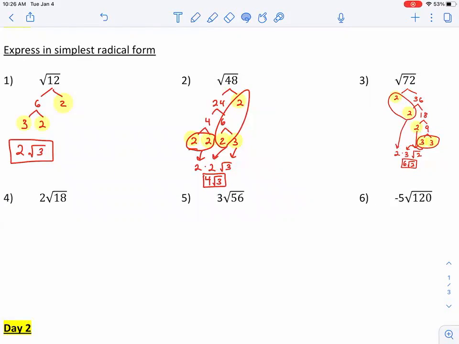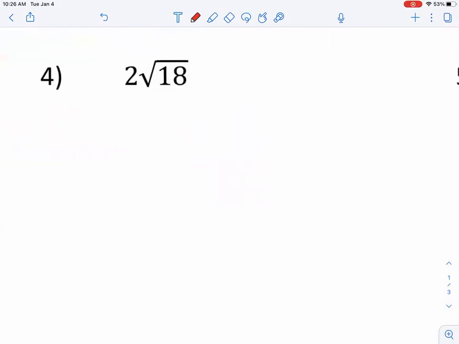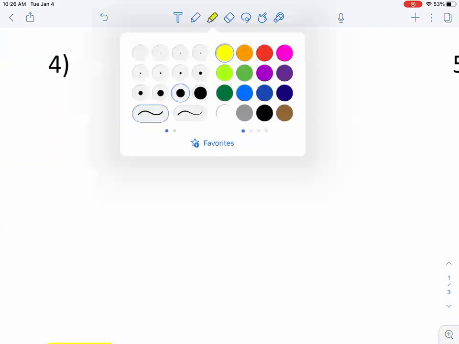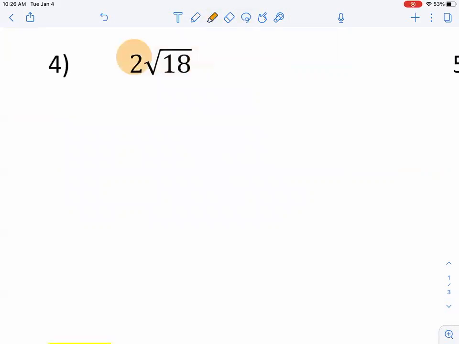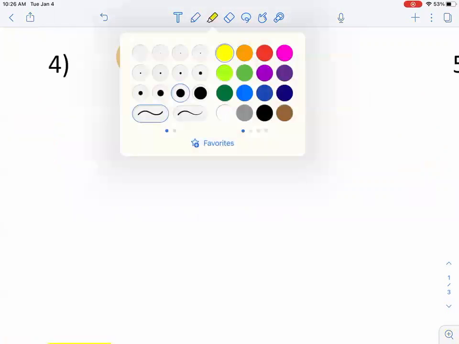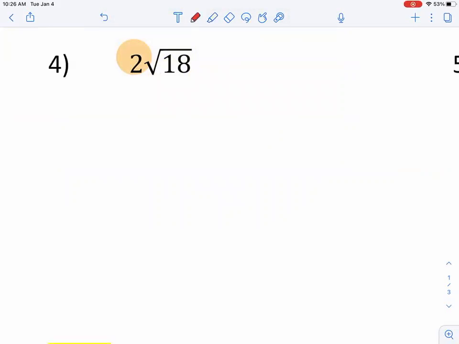All right, so any questions on the first ones? No, we're good so far? Excellent. Because the only difference between the first ones and the second one is, in the second row, I have this 2 out in front. So what I do is just ignore that number out front. For now, I'm going to ignore it. And then when I'm done, I'm just going to multiply the outside stuff by 2.